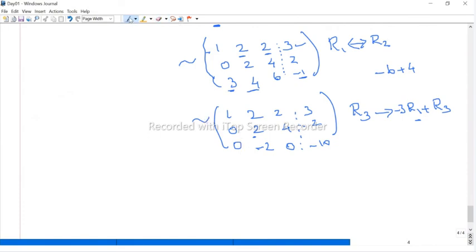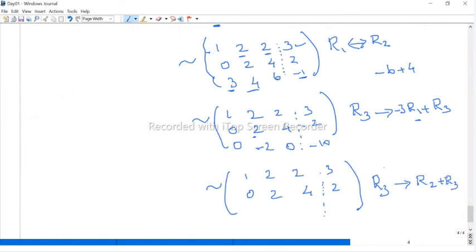So this matrix is equivalent to the following. I am keeping the first row 1, 2, 2, 3. I am keeping the second row also, 0, 2, 4, 2. If you want to put dots, there is no problem. Now, for replacing R3, I am going to replace R3 by the sum of R2 and R3.